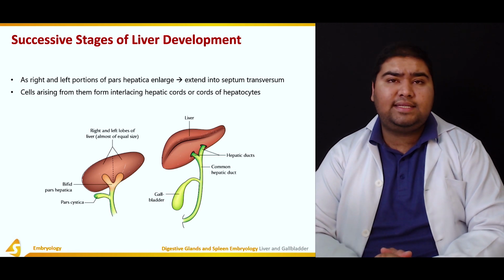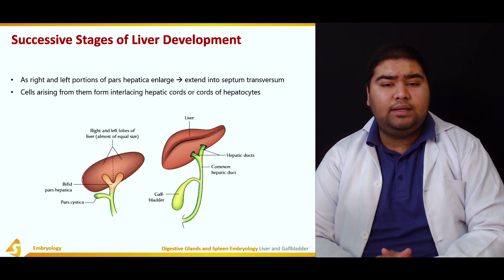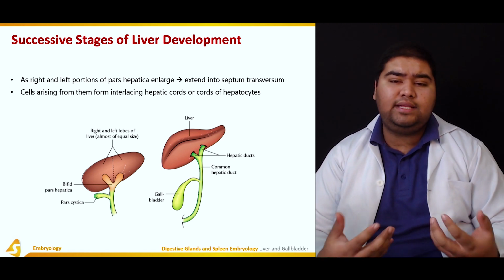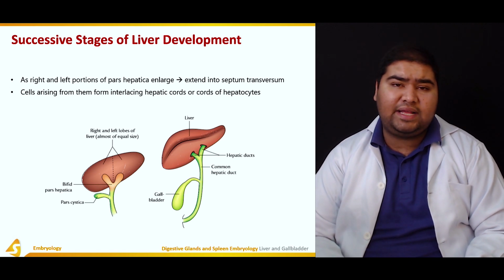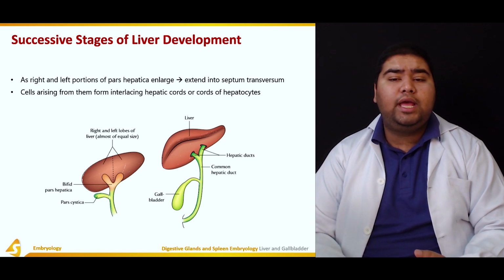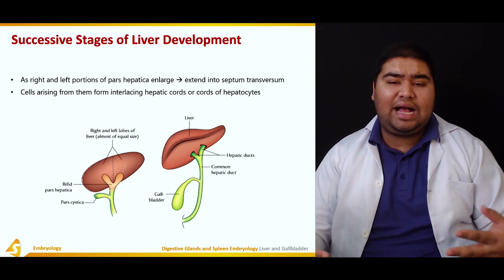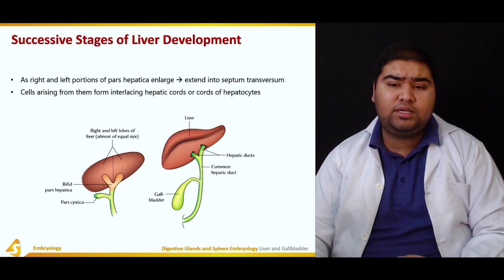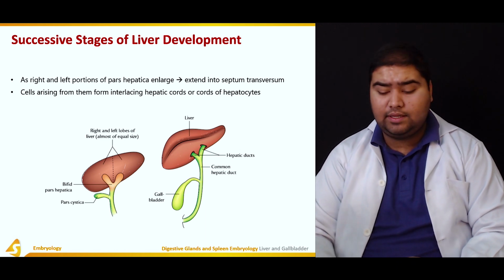Now the cells arising from them form the interlacing hepatic cords, or cords of the hepatocytes. So the cells arise from these pars hepatica cells, and they form hepatic cords which are interlacing with each other. Hepatic cords are the cords which are present within the hepatocytes.